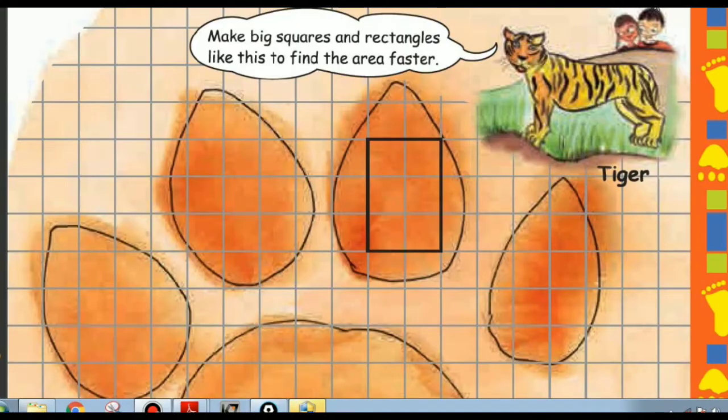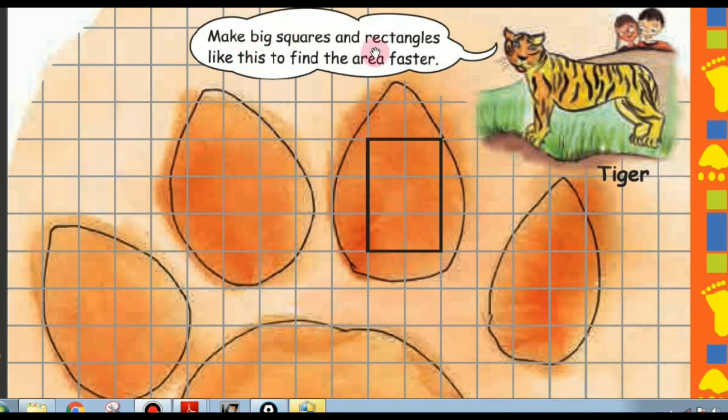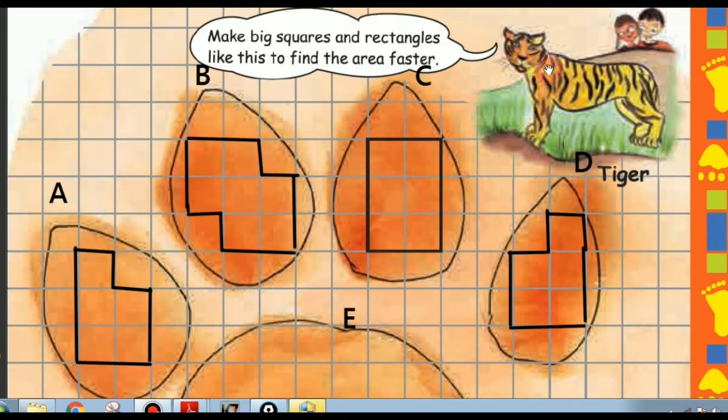Here the footprint of a tiger is given. Make big squares and rectangles like this to find the area faster. As I made one rectangle here, you can also make big squares and rectangles to find the area faster. So here I have made different shapes and named them A, B, C, D and E. Let's find out the area of shapes A, B, C and D.